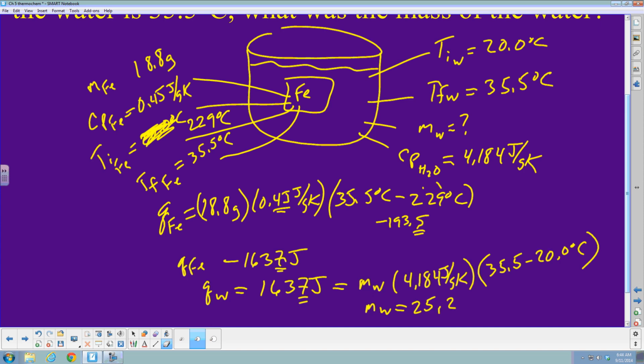25.2 grams. Let's make sure. I'll try that again. 1637 divided by 4.184 divided by the quantity 35.5 minus 20, and I get 25.24. There you go. I hope this helped you.